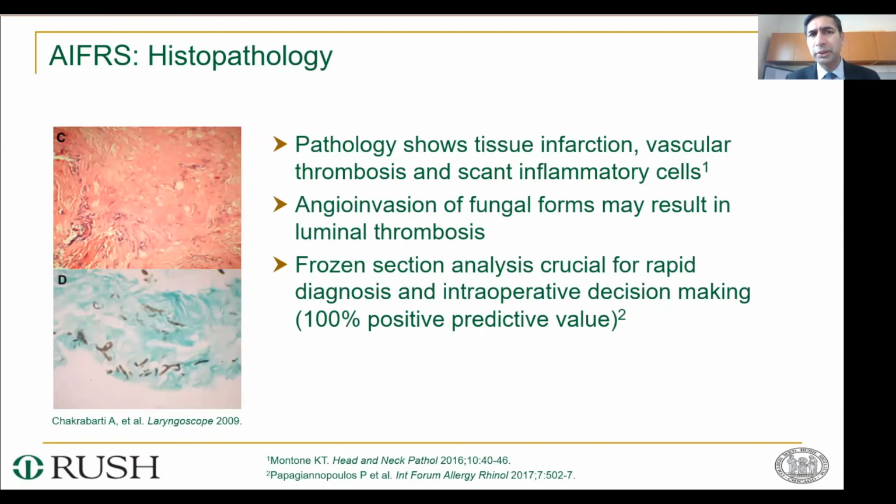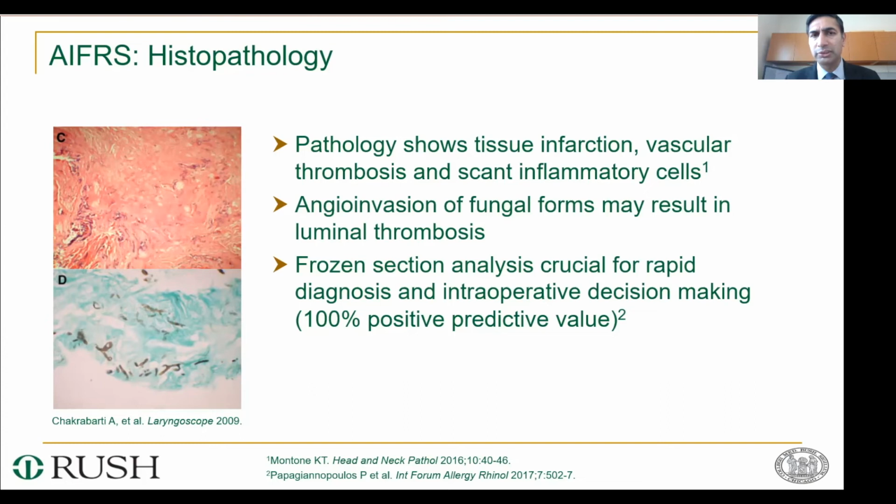If you were to look at this histopathologically, you will often see this tissue infarction, and you can see vascular thrombosis, and you'll see very scant inflammatory cells, and that intuitively should make sense. These patients are immunocompromised, and they're really not mounting an immune response to the fungus. You can also see angioinvasion of fungal forms that can result in luminal thrombosis, which can in turn accelerate the necrosis. And again, by silver stain, you can see evidence of Mucor in the underlying tissue.